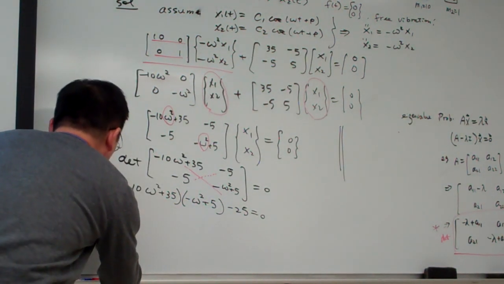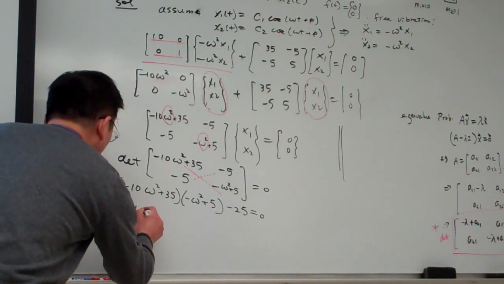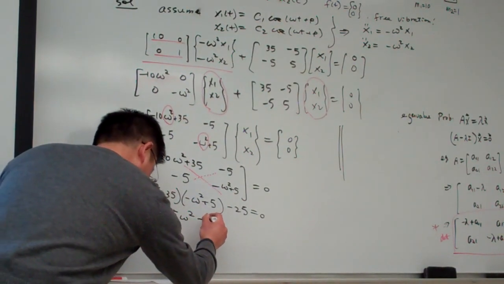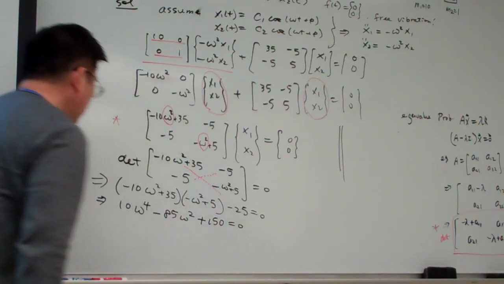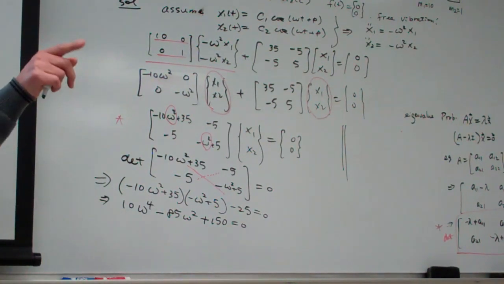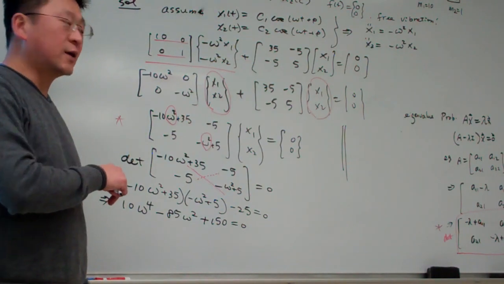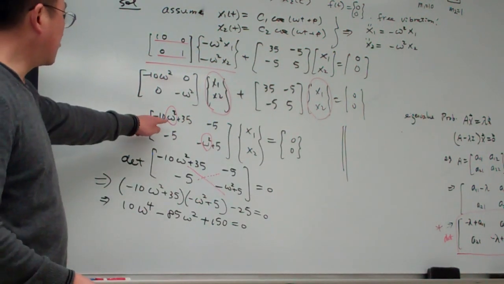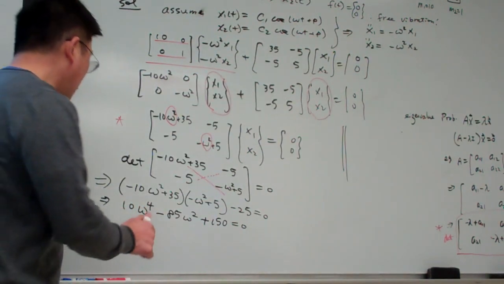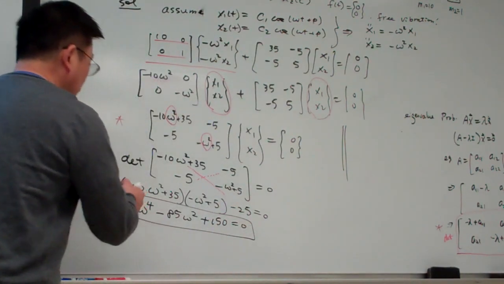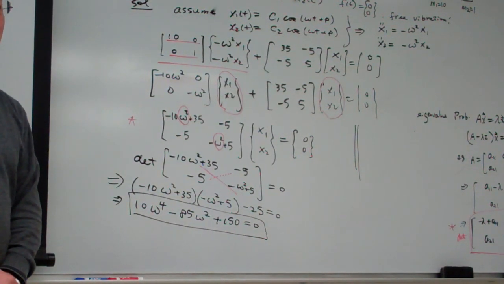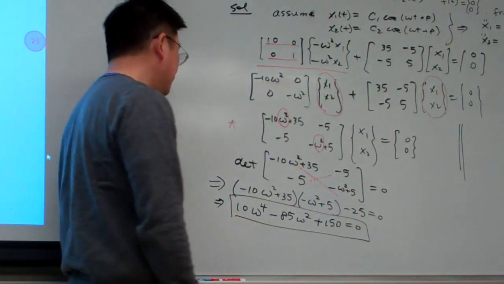Once you implement it, that will be 10 omega to the 4th, minus 85 omega squared, plus 150 equal to 0. This is a polynomial in omega. Back to your question, why not directly solve for omega rather than lambda? This is a polynomial in terms of omega. As long as we can solve for the roots, those omega numbers are our natural frequencies.